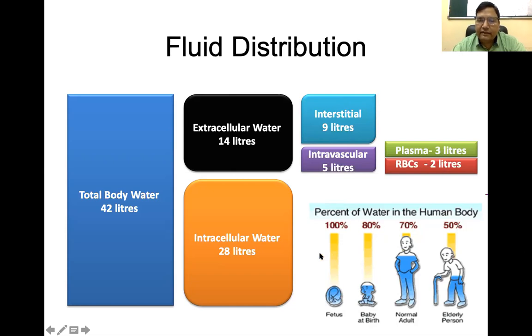And if we see the human body, in the fetus it is 100% water. Then with growing age, the water content of the body also decreases. A baby at birth has 80% water, 70% at adulthood, and elderly persons have 50% of the body as water.